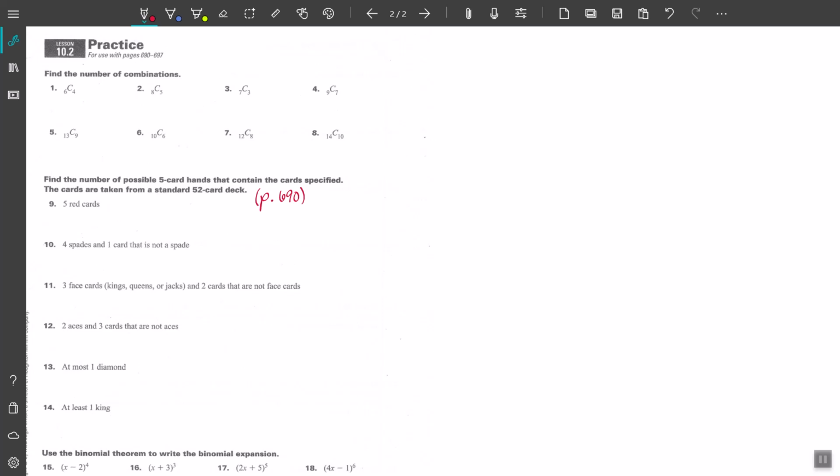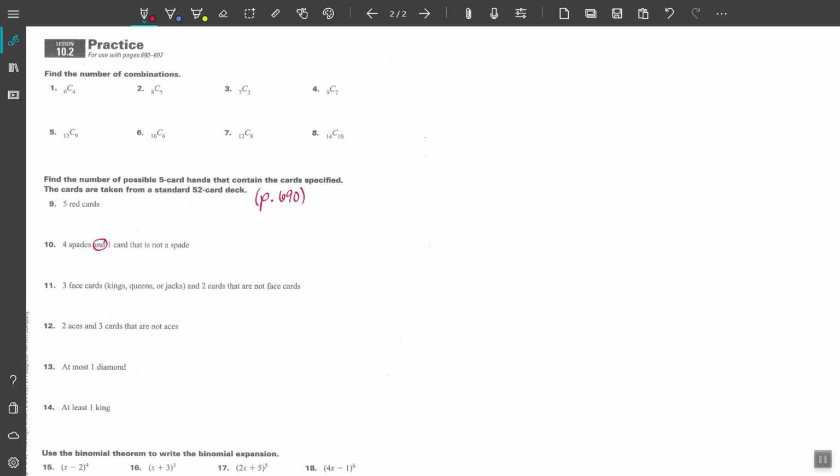So again, we have an "and" in the problem. This one's actually very obvious. Number 9 wasn't as obvious that we had an "and" multiple event, but we have multiple events here. We have 4 spades, and event B, we want 1 card that is not a spade. So we need to first figure out how many combinations there are for just selecting 4 spades.